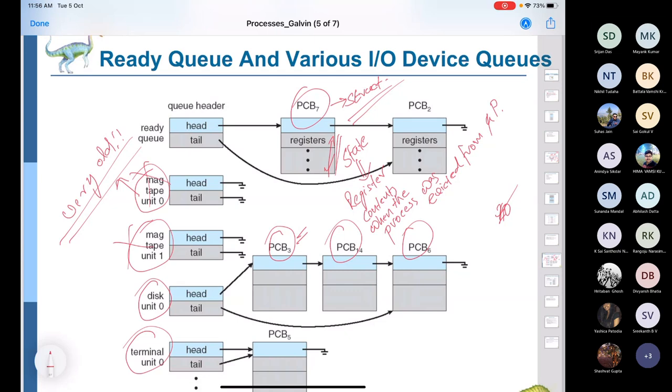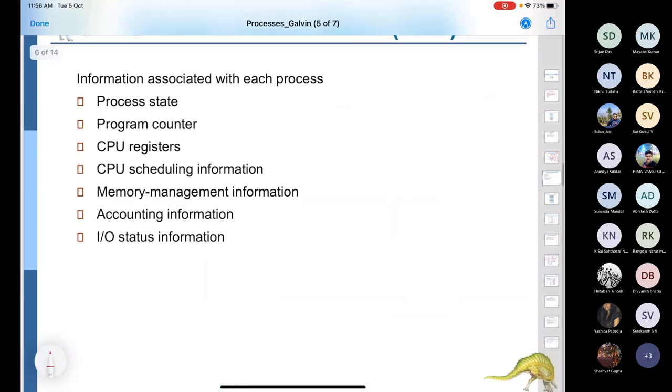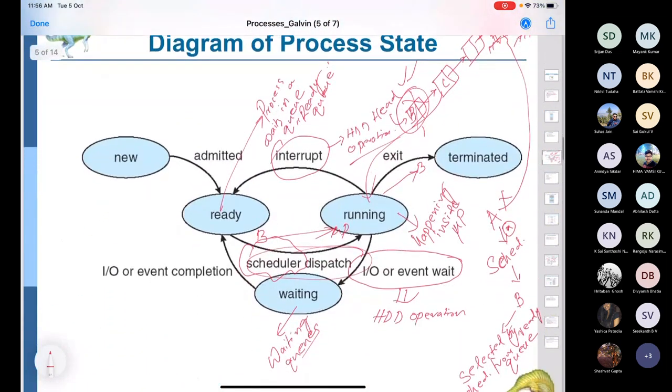So this is the typical situation of these wait queues. One important thing to understand is that when a process is in the wait queue, its priority is very, very low. The waiting state means the process is not under consideration to run.